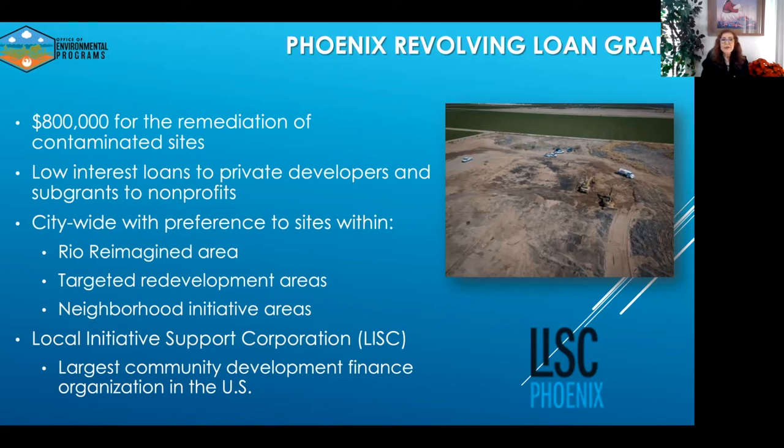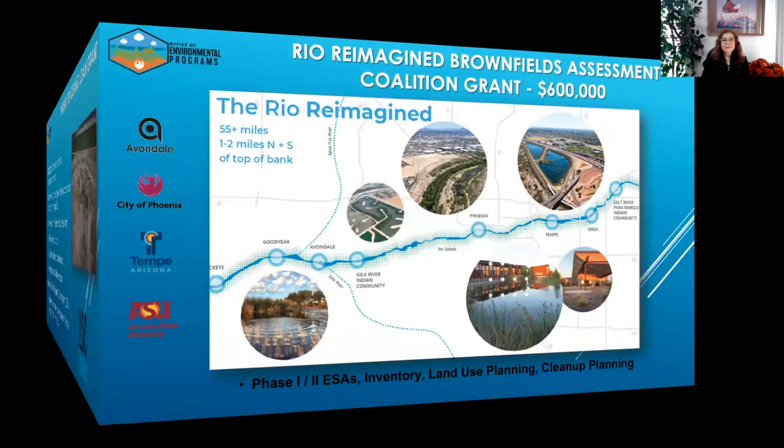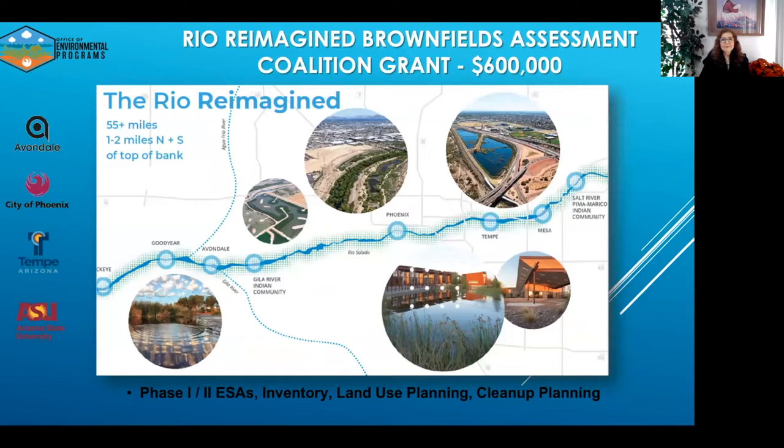All right, so I'm going to turn it over to Beth to talk about our Rio Reimagined Brownfields Assessment Coalition grant. Okay, I'm going to talk about our Rio Reimagined Brownfields Assessment Coalition grant.